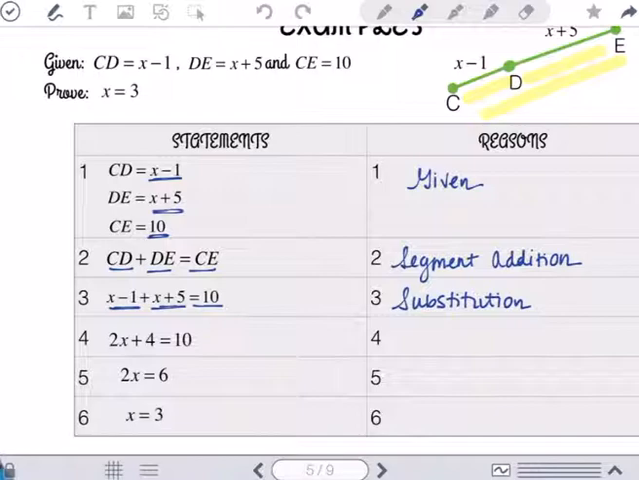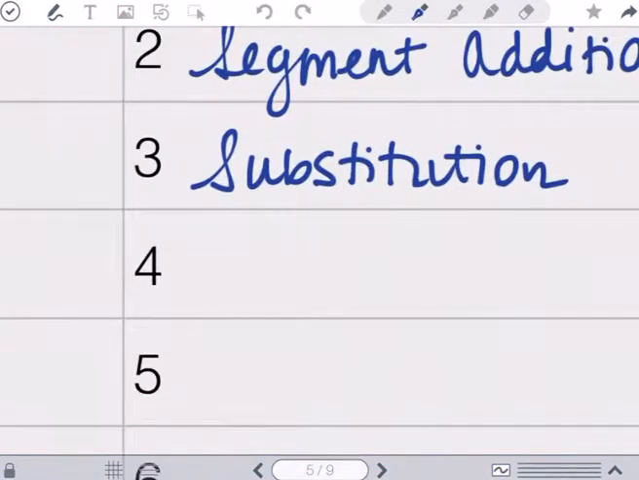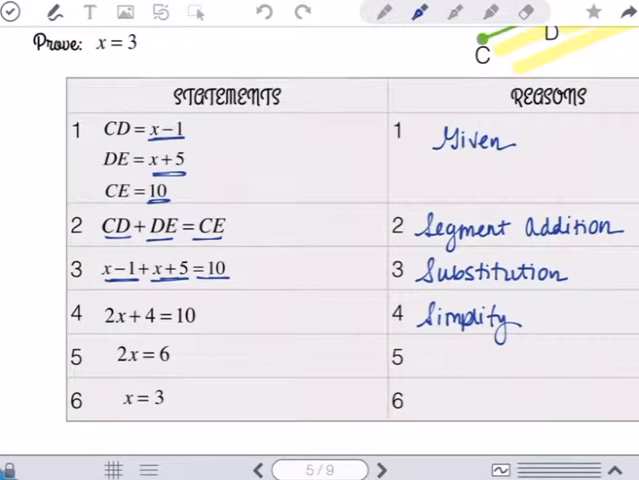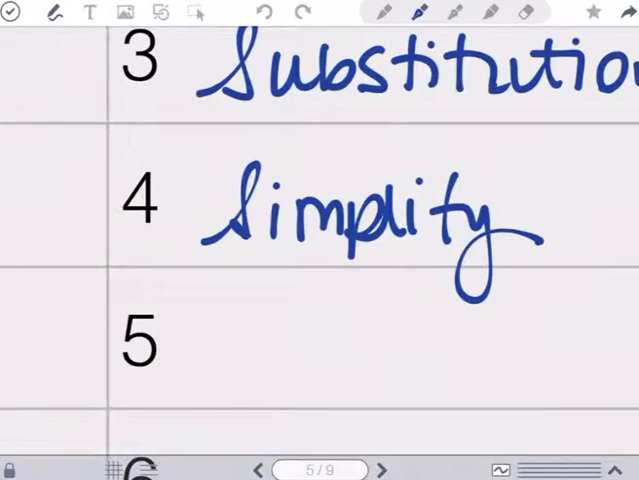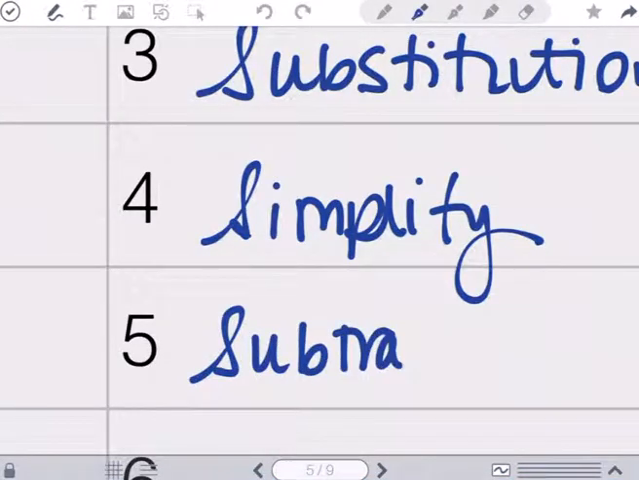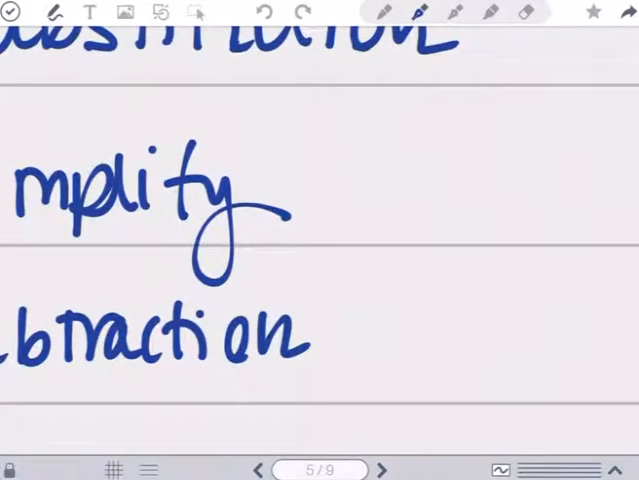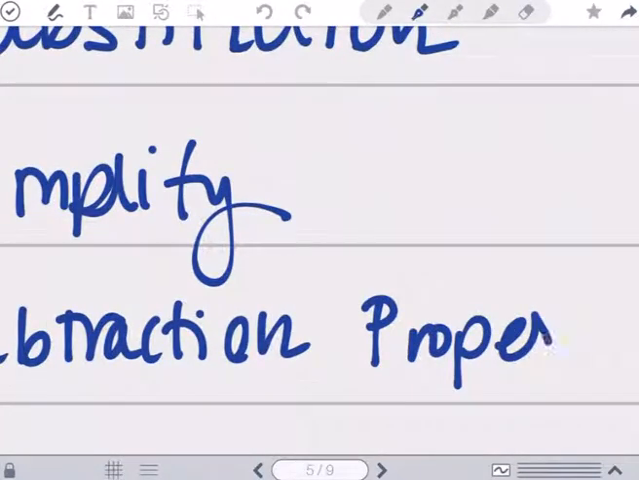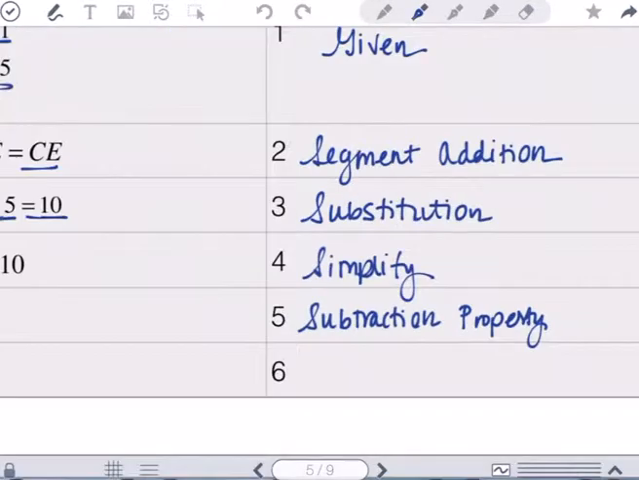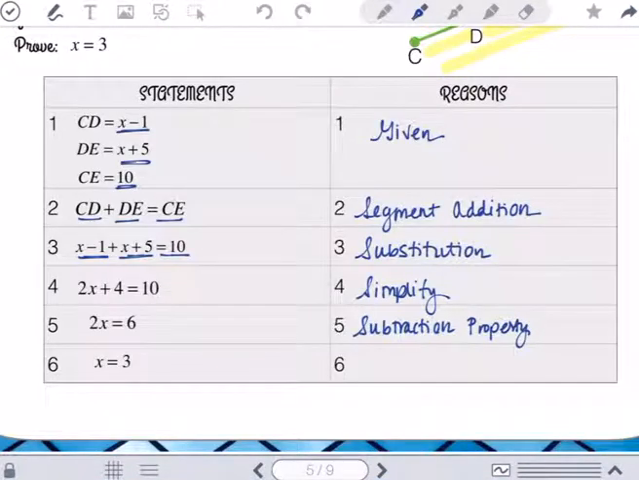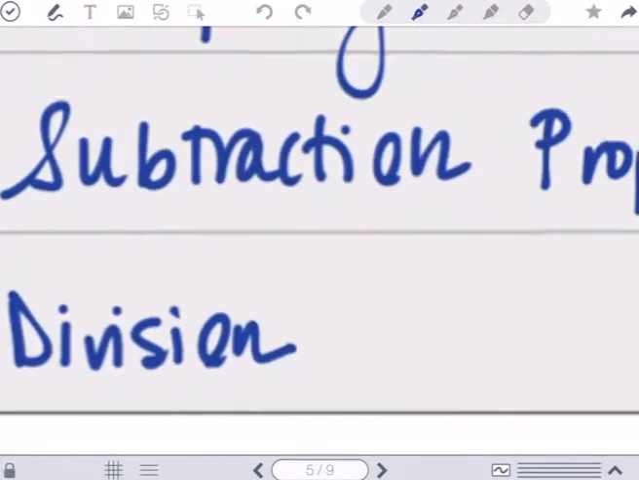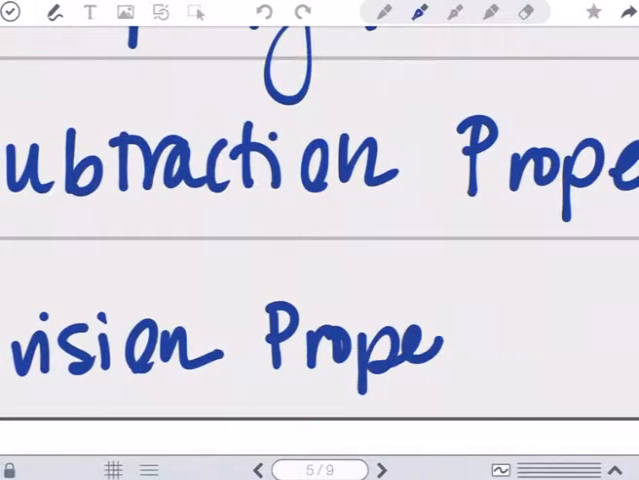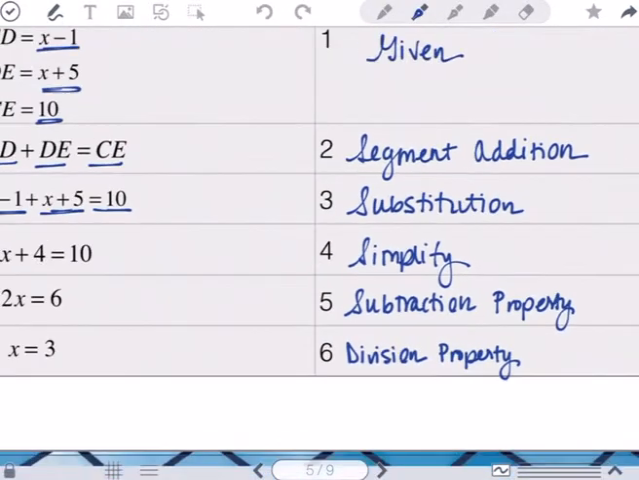The next step, you'll notice that we combined like terms. So another way that we can say this is to simplify. We then subtracted 4 from both sides, so this is going to be subtraction property. And our last step was that we divided by 2 on both sides, so division property.